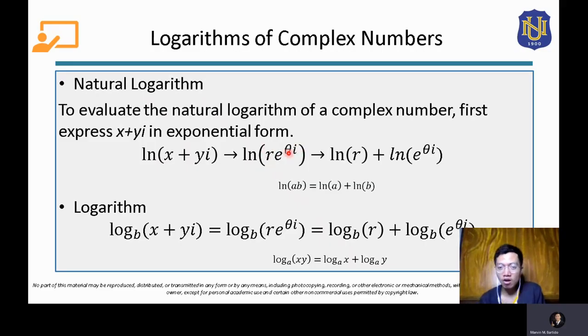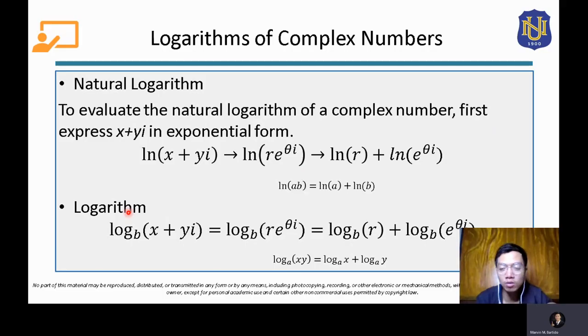From this form, it will now be ln of r times e raised to theta i. From here, we can apply one of the laws for logarithm or natural logarithm. As you know, the ln of a product AB will just be equal to ln A plus ln B. Here, we have a product of r and e raised to theta i, so we can apply this law for logarithm. This will become ln r plus ln of e raised to theta i.